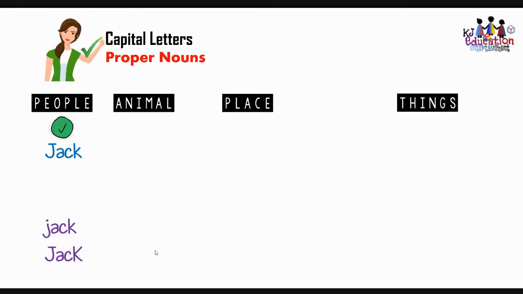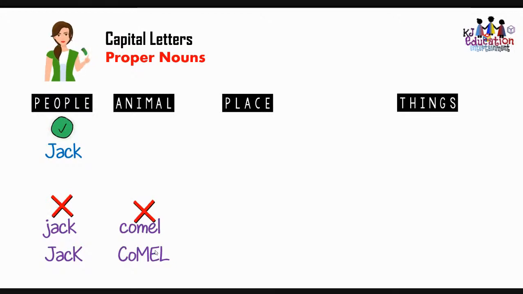Very good. Now let's look at animal. When it comes to animal, the name of the animal is Comel. So we have the common mistake over there again. So how is the correct one going to be? It's going to be like this. Capital C O M E L. Comel.